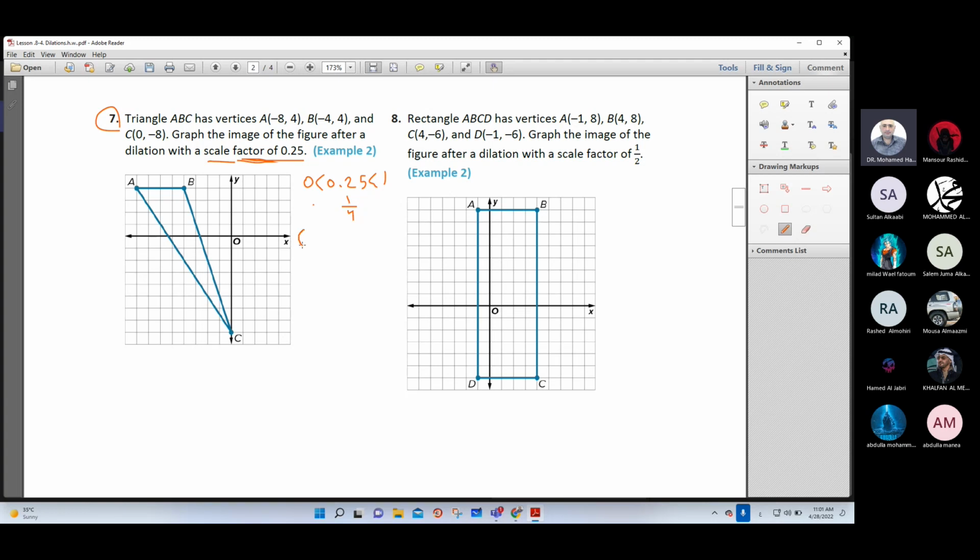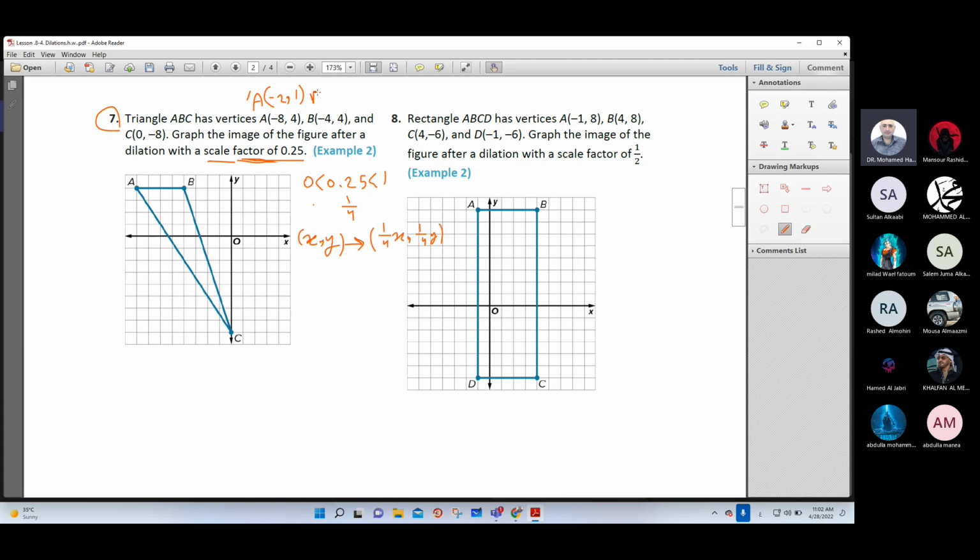So the rule will be, if we have x, y, we multiply by 1/4 x and 1/4 y. When you multiply by 1/4, it means divide by 4. So A prime here: negative 8 divided by 4 will be -2, and 4 divided by 4 will be 1.